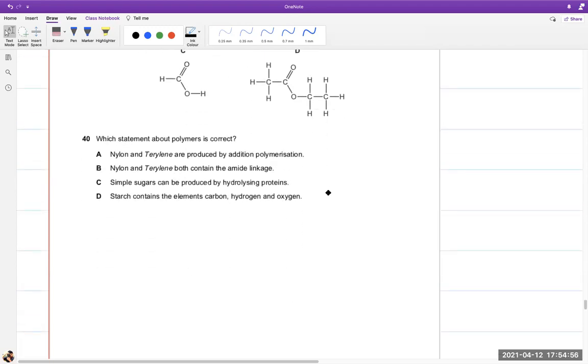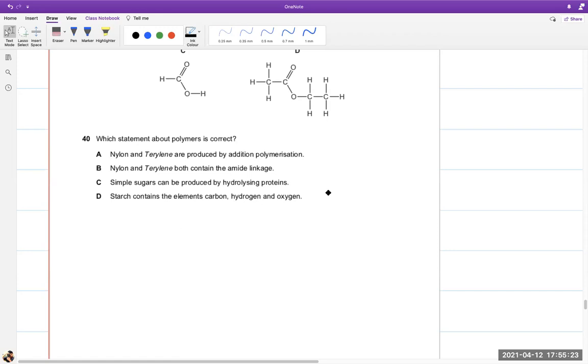Last question, which statement about polymers is correct? Nylon and terylene are produced by additional polymerization. No, they are produced through condensation polymerization because they have linkage in it. Anything that has linkage is a condensation polymer. Nylon and terylene both contain the amide linkage. Actually, it's nylon and protein. And terylene and fats have ester linkage. याद करना है, याद करना है.